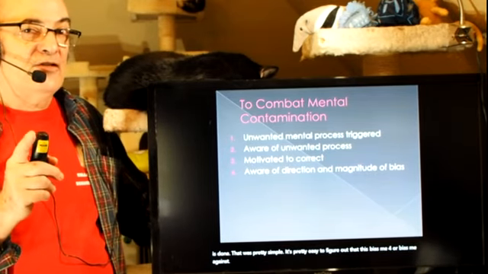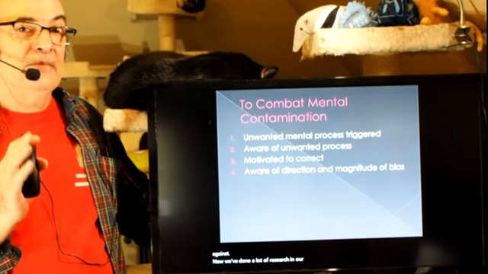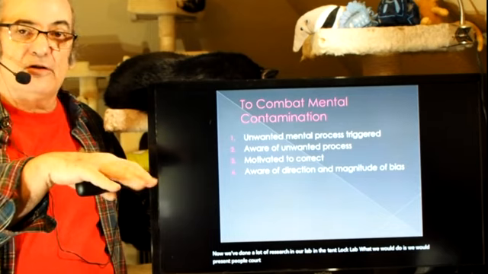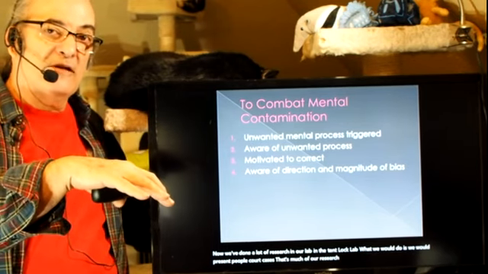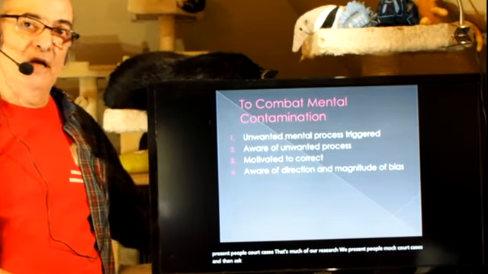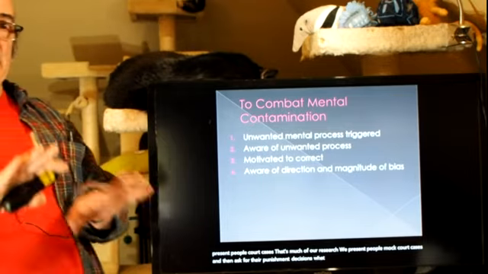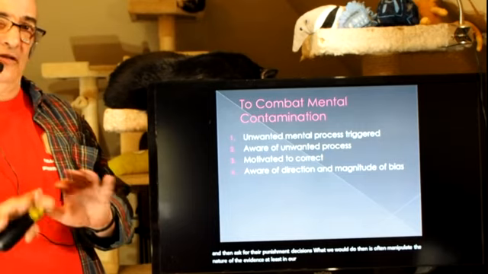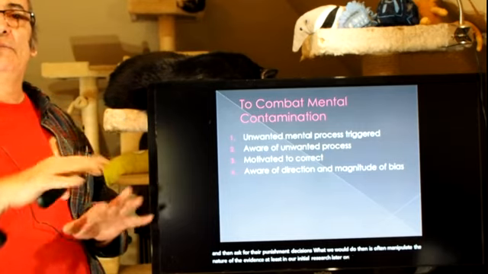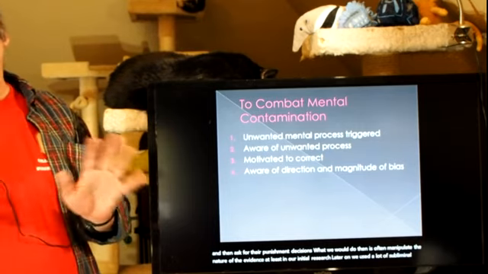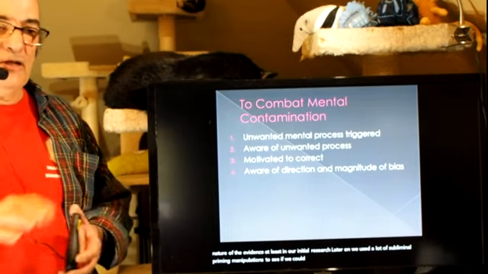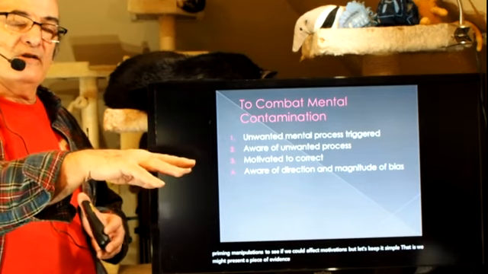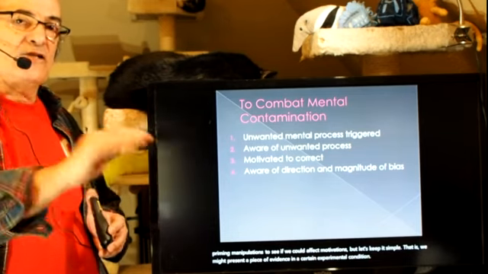Now, we've done a lot of research in our lab, in the Tetlock lab. What we would do is we would present people court cases. That's much of our research. We present people mock court cases and then ask for their punishment decisions. What we would do then is often manipulate the nature of the evidence, at least in our initial research. Later on, we used a lot of subliminal priming manipulations to see if we could affect motivations. But let's keep it simple. That is, we might present a piece of evidence in a certain experimental condition and that would bias somebody.